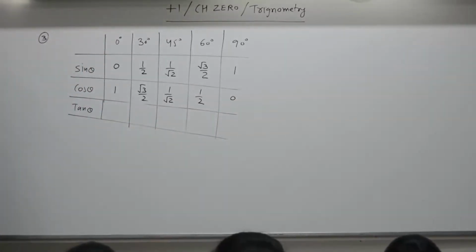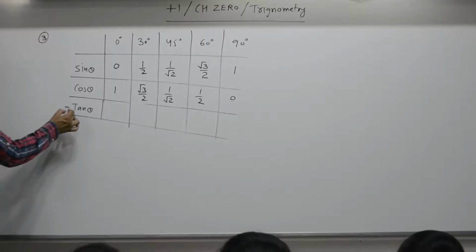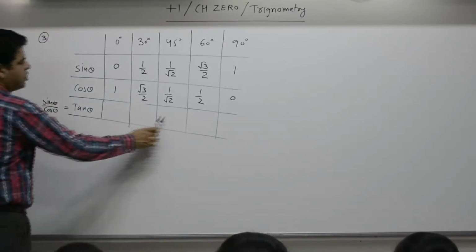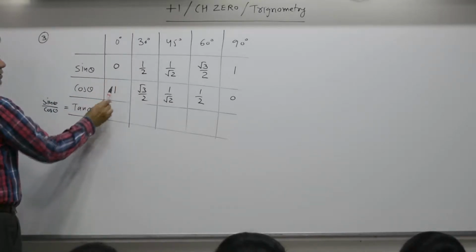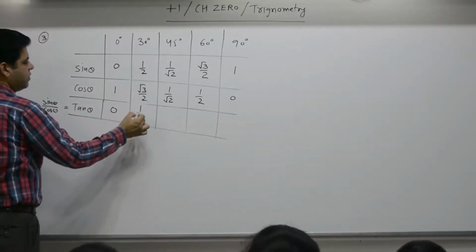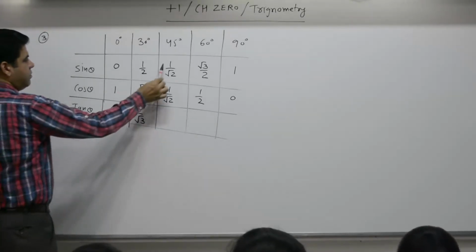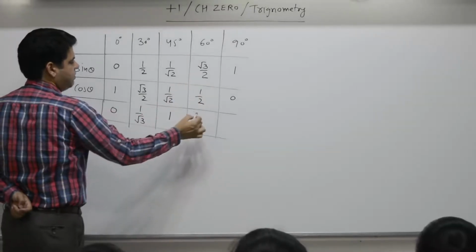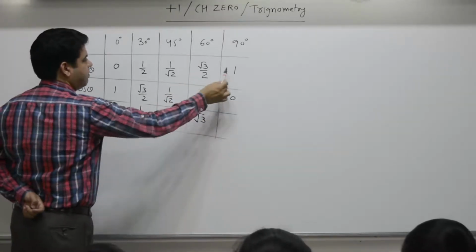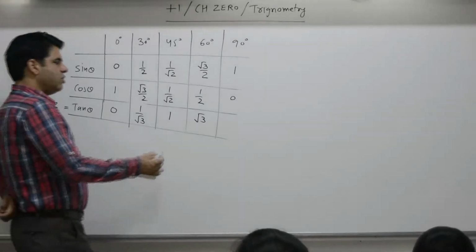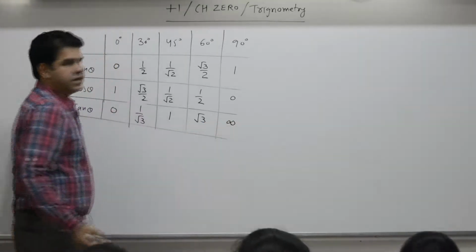Tangent theta is equal to sin theta by cos theta. In case you don't remember the value, then third table you can draw from this. 0 by 1, 1 by 2 divided by root 3 by 2. 1 by root 2 divided by 1 by root 2, 1. Root 3 by 2 divided by 1 by 2, root 3. Then 1 by 0, very large number, not defined, or you can say infinite.